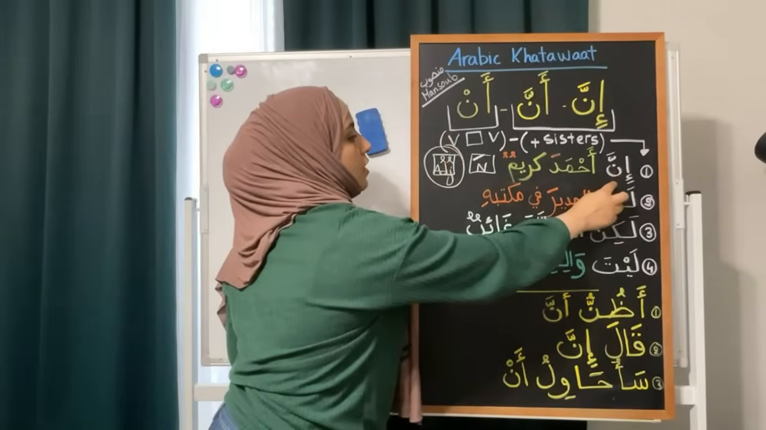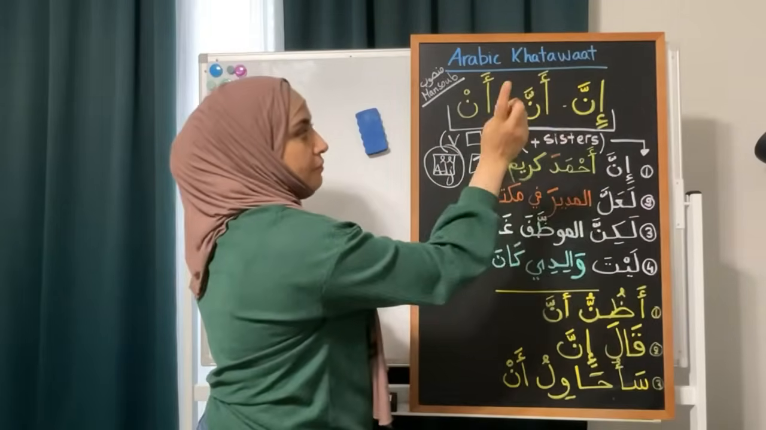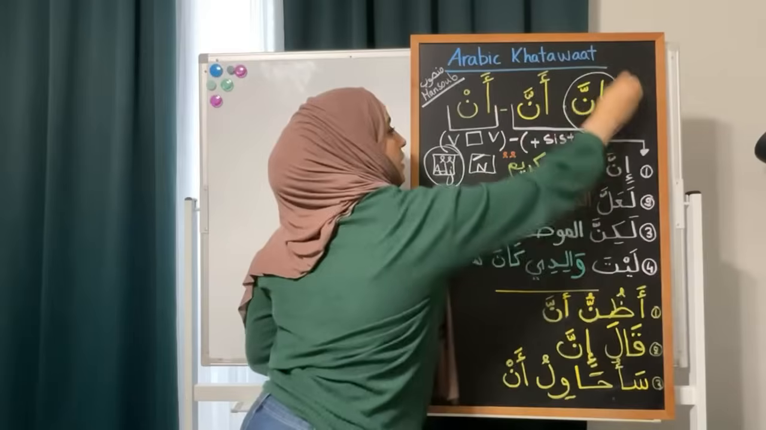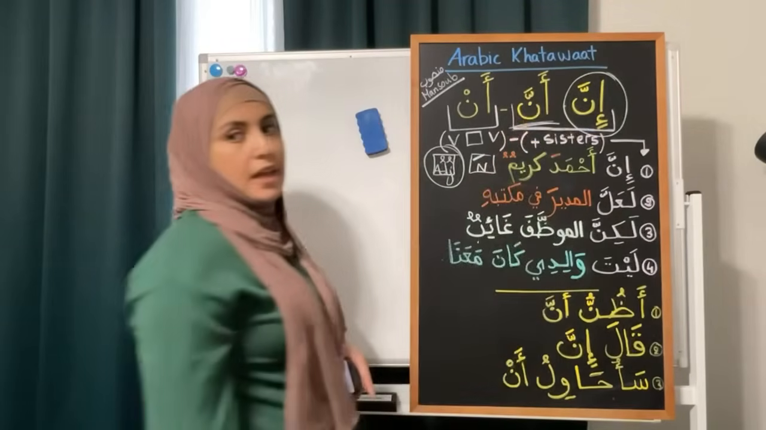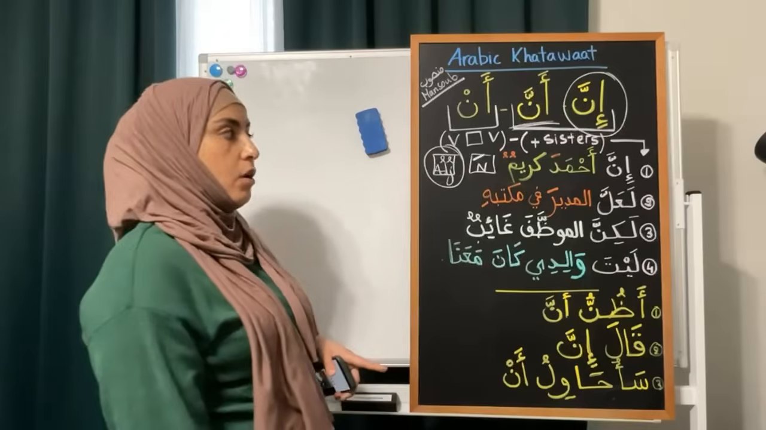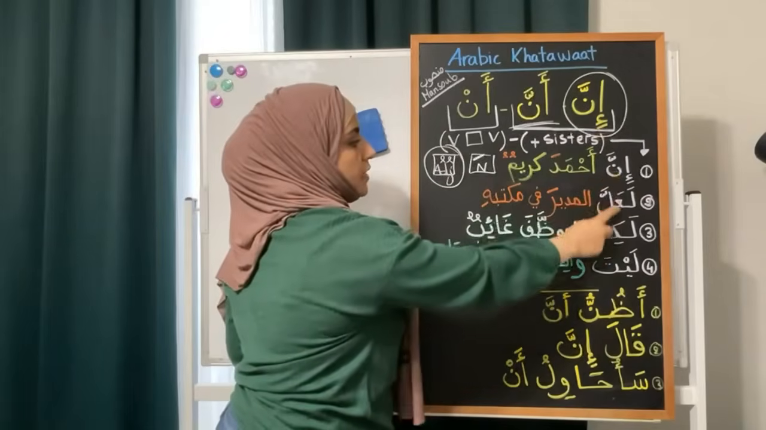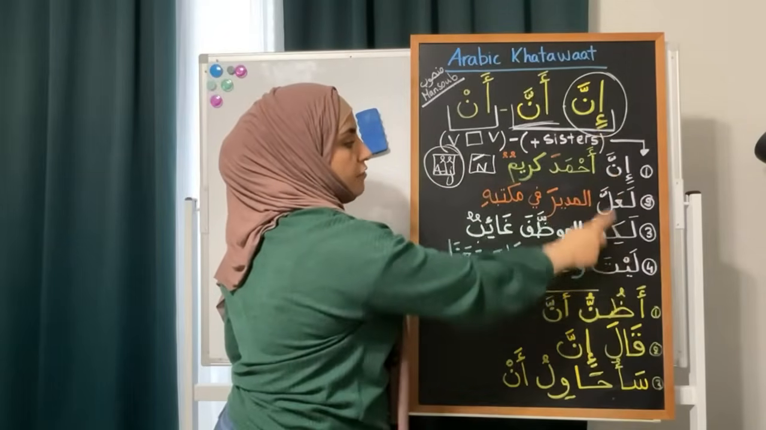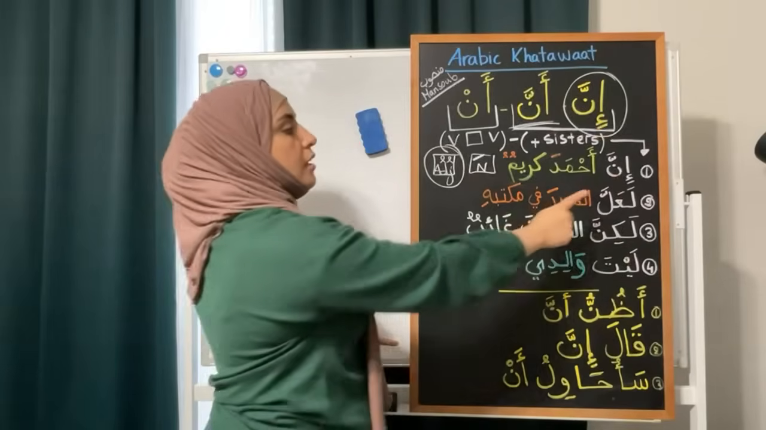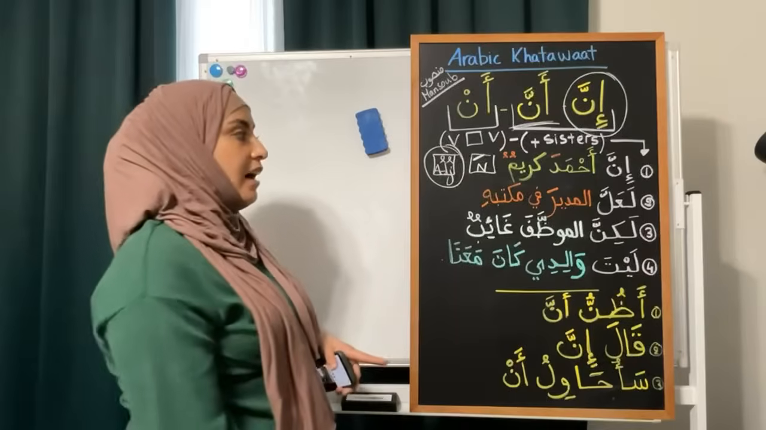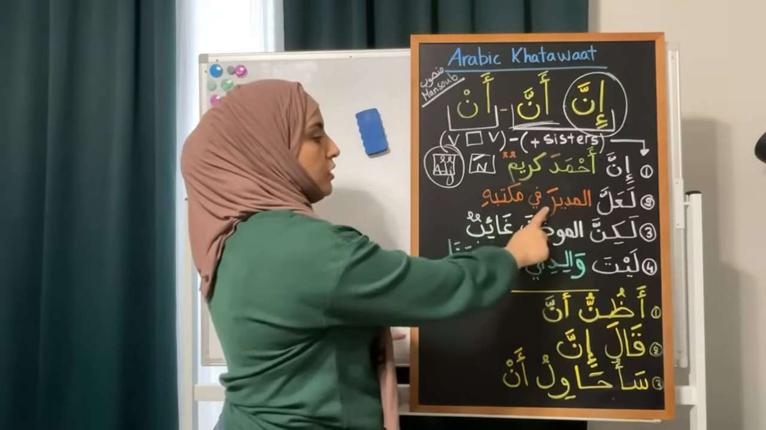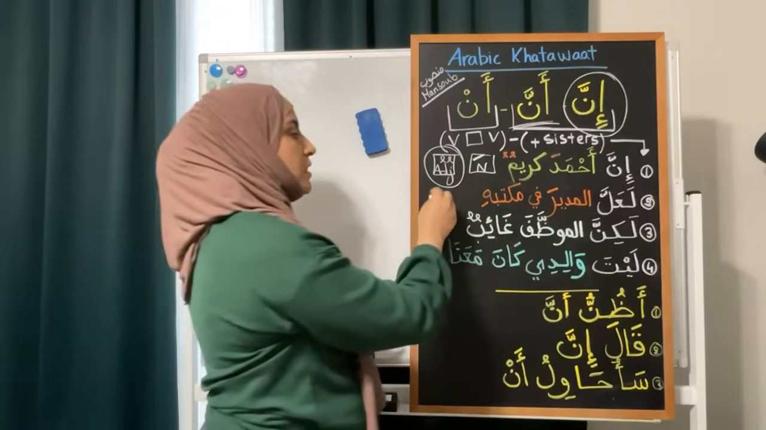So I can use inna at the beginning. And there's only inna I can use at the beginning. Anna, I cannot use at the beginning of a statement at all. That's why over here I say its sisters. All of these have to be at the beginning of a statement. Then the second one is la'alla, la'alla al-mudir fi maktabihi. La'alla means maybe.